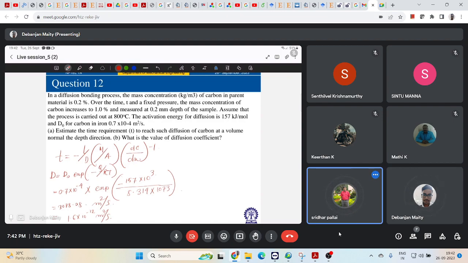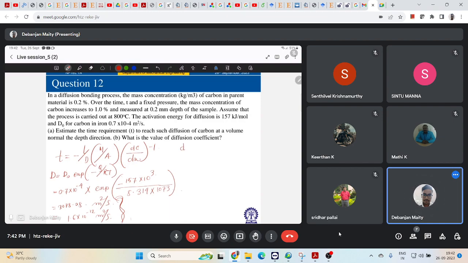Okay, whatever. Let us assume we have got the D value. Just get the concept anyhow. So, that's how you can find out the D value, right?